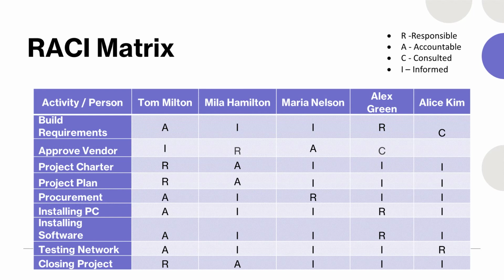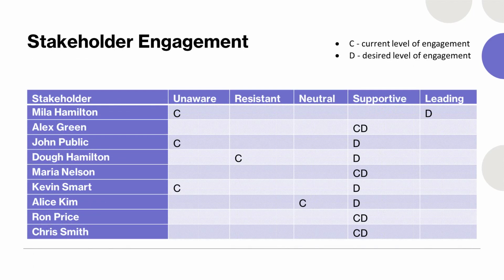We already created a RACI matrix in the project charter, but the project plan is a perfect place to expand and add details. Stakeholder engagement is a key part of any project. It really hinges on how well a project manager can communicate. It's crucial for a project manager to get where each stakeholder is coming from.